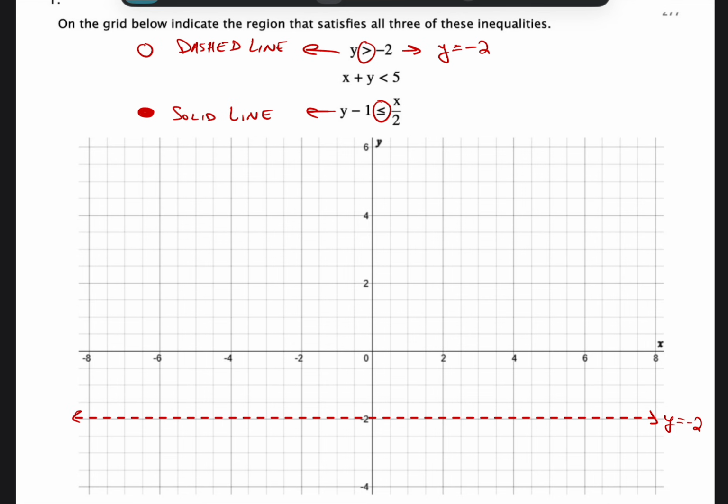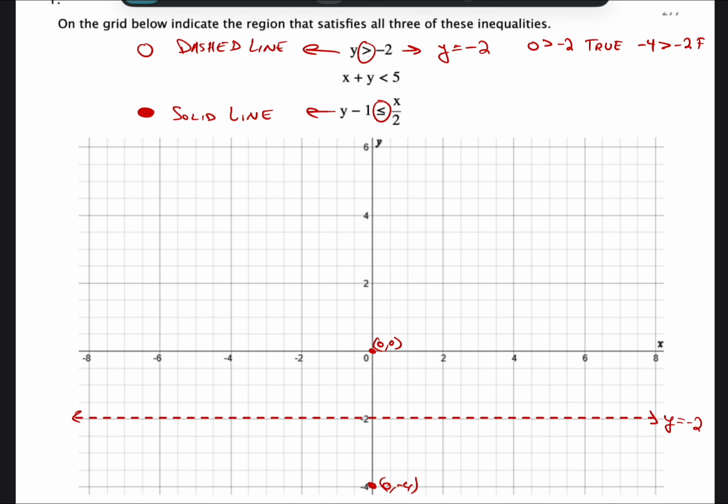Now I need to choose some points and test them to see if they yield a true statement or a false statement. I'm going to choose 0, 0. That's an easy one. I plug in the y value for 0, 0, which is 0. So 0 is greater than -2. That is a true statement. If I choose another point, like down here, 0, -4, and plug that into this first inequality, that would look like -4, that's my y value, is greater than -2. That is a false statement, right?